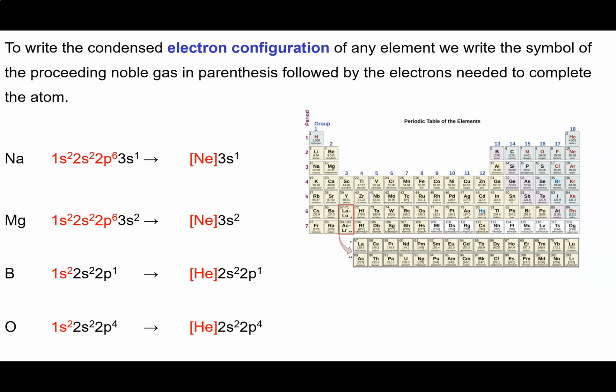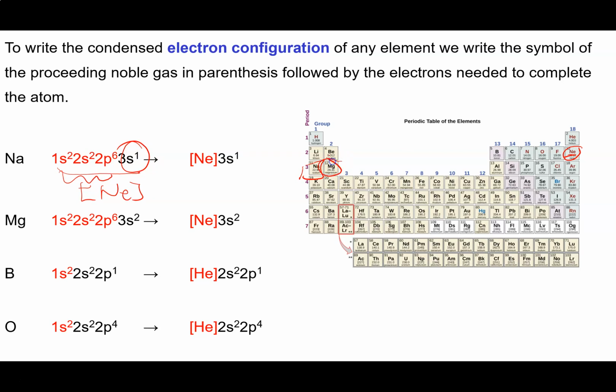Alright, so we can continue that for any element that we want to. To write this condensed or abbreviated form of the electron configuration, we're going to write the symbol of the noble gas that comes before the element that we're interested in. So in this case, it's going to be sodium. The noble gas that comes before it is neon, and then we just add outer electrons until we get to the configuration that we're interested in. So sodium has 11 electrons, and 10 of them are in the configuration of neon, and then those are just the outer electrons there.